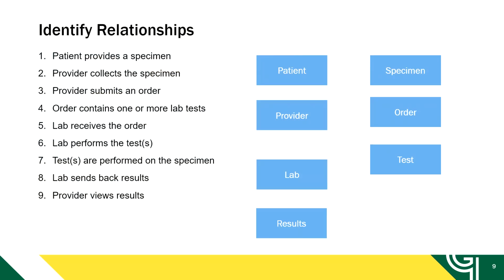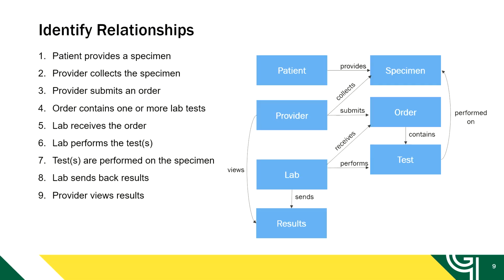Next, we need to identify the relationships between entities. We do this by describing the verbs or the actions that the entities perform. For instance, a patient provides a specimen. A provider collects that specimen. Using a similar approach, we define the actions that form the relationships across all of our entities.